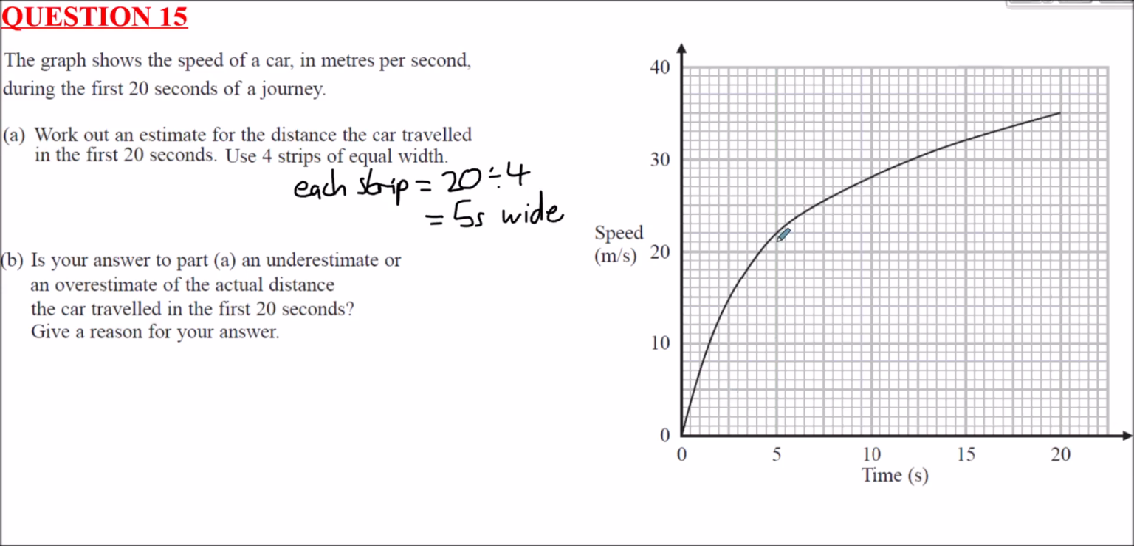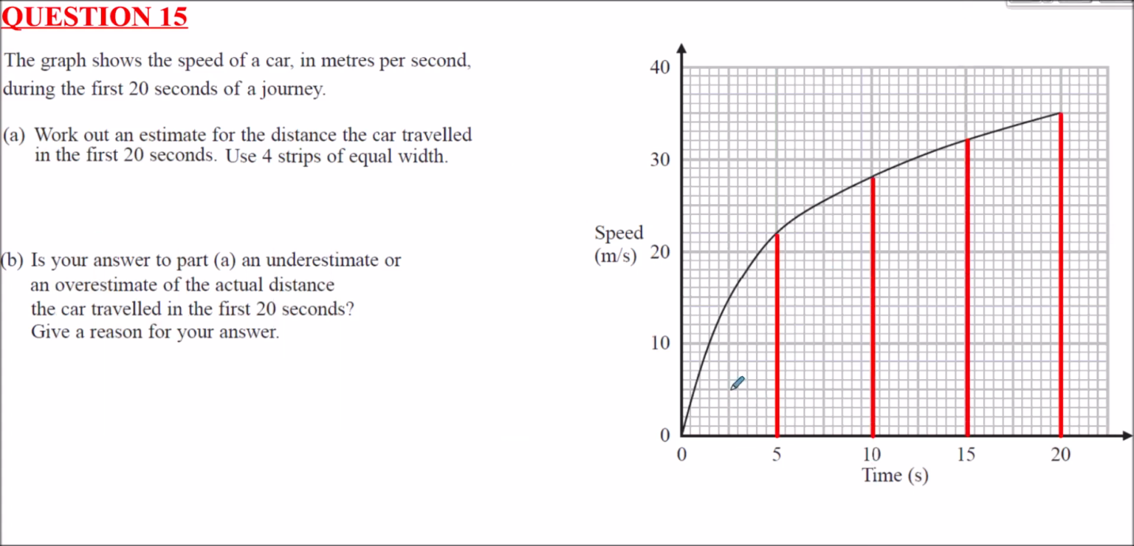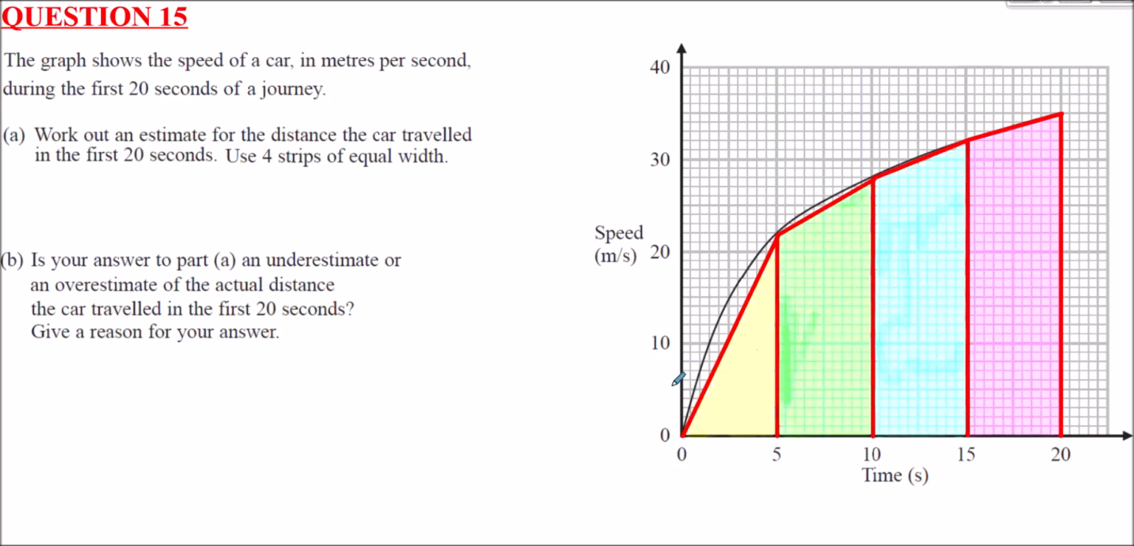So what we can do here is add strips in, 5 seconds wide, going from the bottom to the top of the curve like so. 5, 10, 15, 20. Now what we need to do is construct trapeziums, or to be fancy, trapezia, from these strips. So we draw straight lines from the top of one line to the top of the next line. So we draw straight lines joining them, and for this one here, we do a straight line from 5 down to the origin. So we construct the trapeziums like this. We therefore have 4 trapezia, which I'll colour in, like so, just so it's clear.